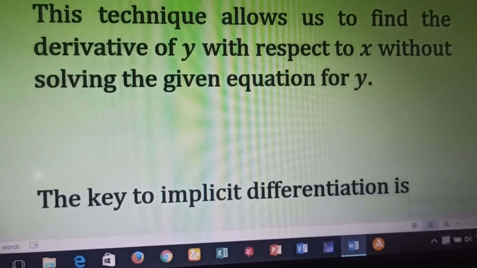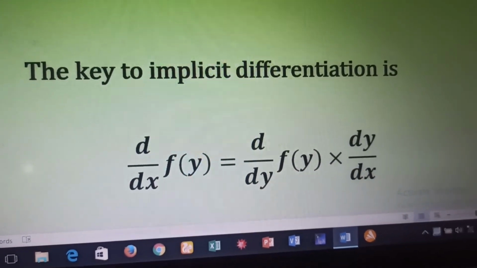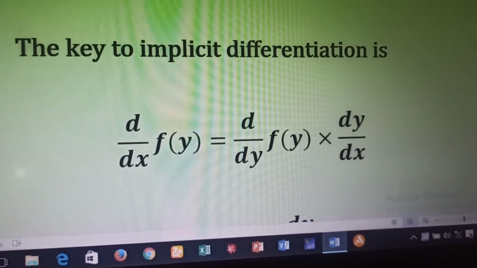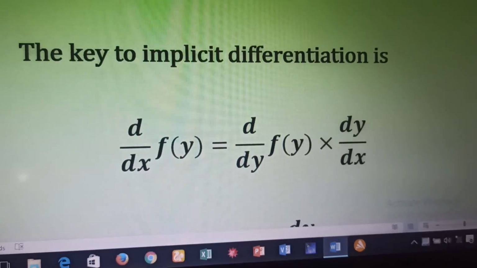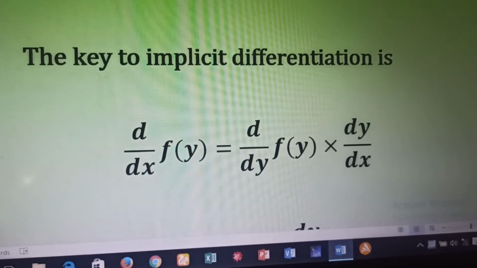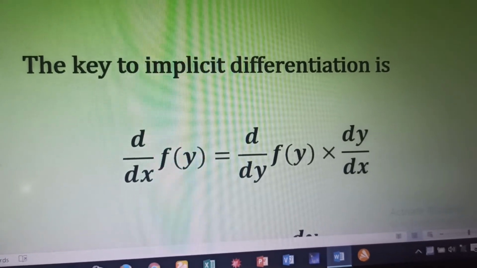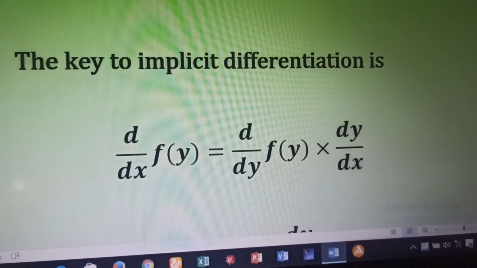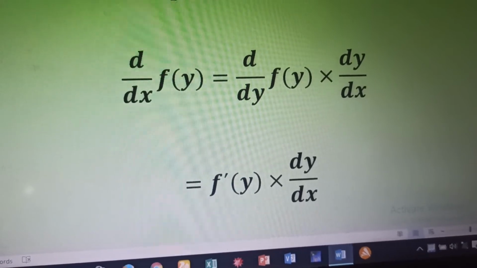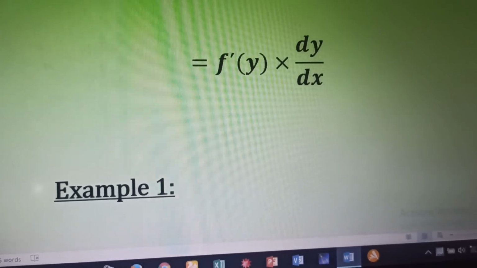And the key to implicit differentiation is d dx of f of y is equal to d dy of f of y multiplied by dy dx. That is, when you are differentiating a function of y with respect to x, you will first of all differentiate that function with respect to y and then multiply it by dy dx. That is f prime of y times dy dx. Okay, we are going to take an example now on implicit differentiation.